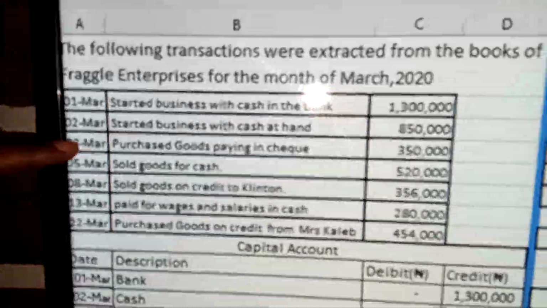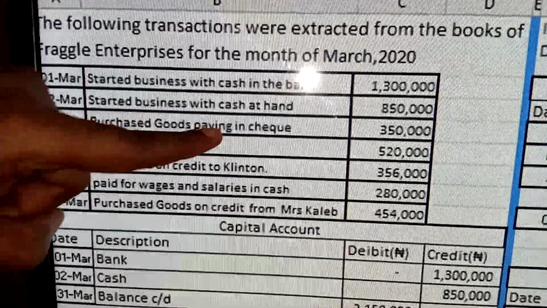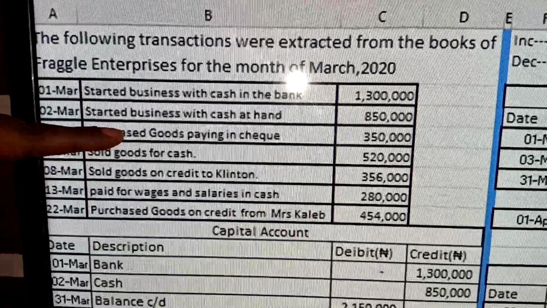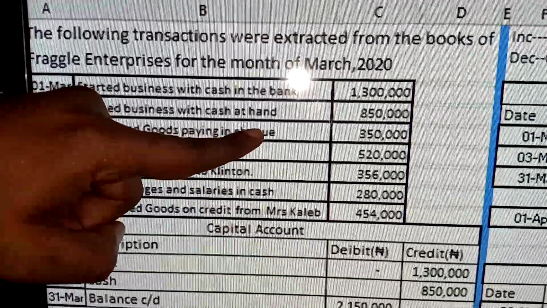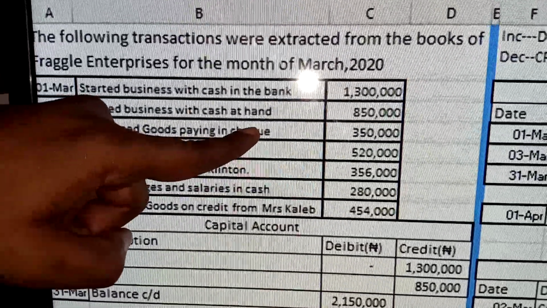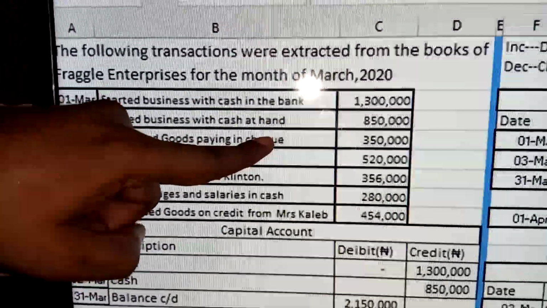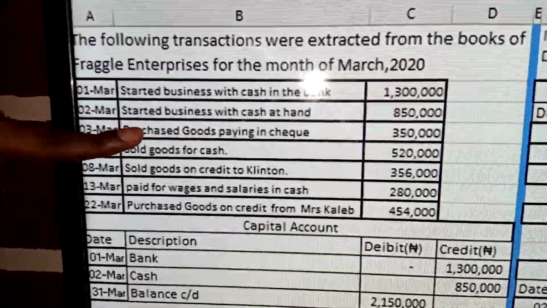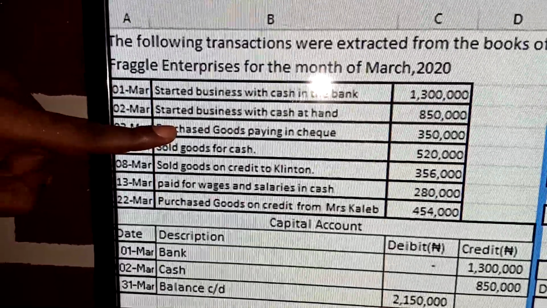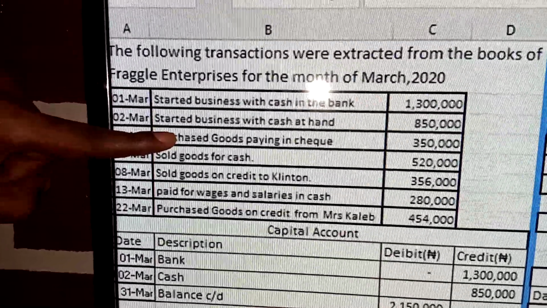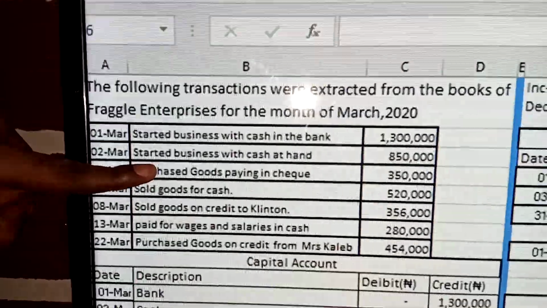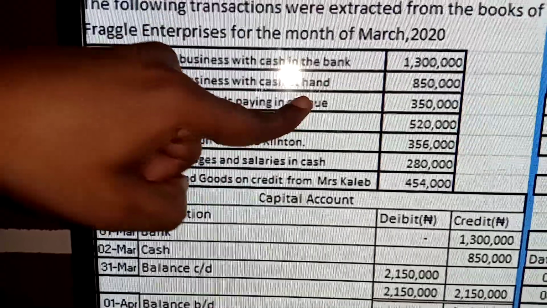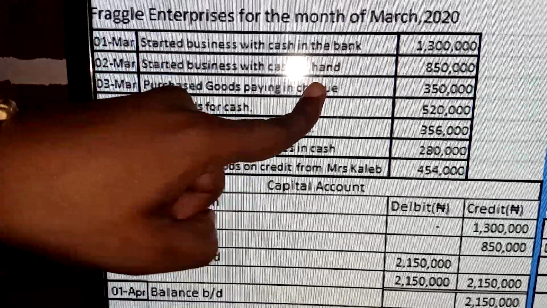The next transaction says 3rd of March. Purchased goods paying in check. We have two items, purchases and check. And where does check go? Check goes to the bank. So bank here is an asset, purchases here is an expense. Remember the rule. When your expense is increasing, you debit. When it's decreasing, you credit. So here, purchases an expense that is increasing. So we debit purchases. Bank here, the money in the bank is decreasing. So we credit bank, being an asset.